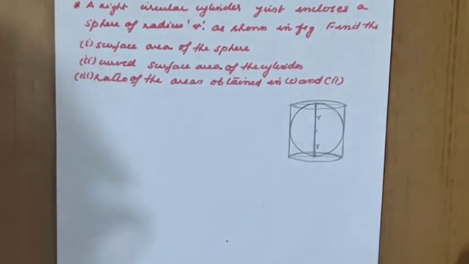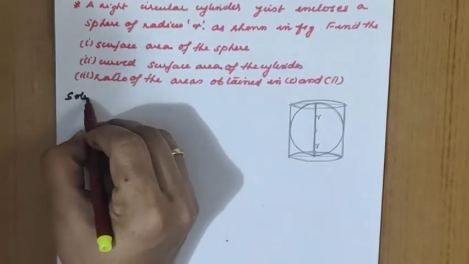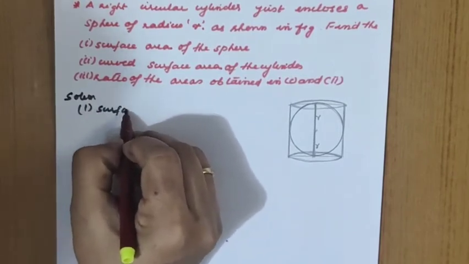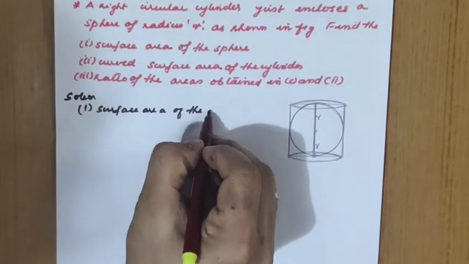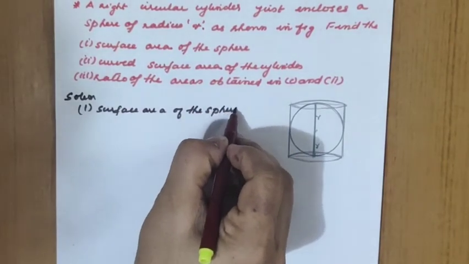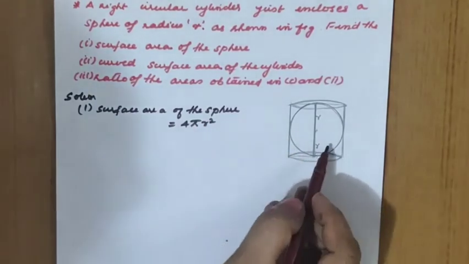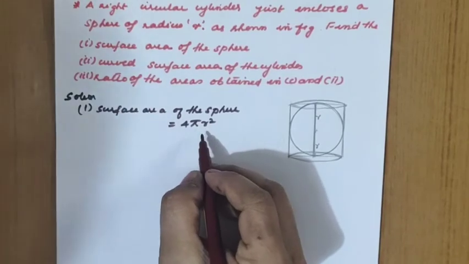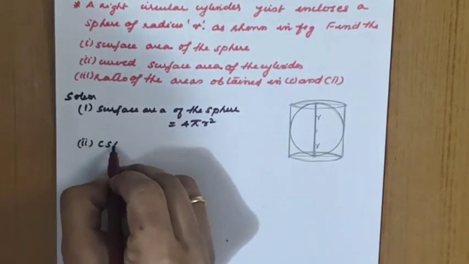Find the surface area of the sphere. As usual, we know the formulas. So the first question, surface area of the sphere, means total surface area only. So only one formula, that is 4 pi r square. Here there is no doubt because the radius is also r. So we can write 4 pi r square. Now what is the second part of the question? CSA of the cylinder.